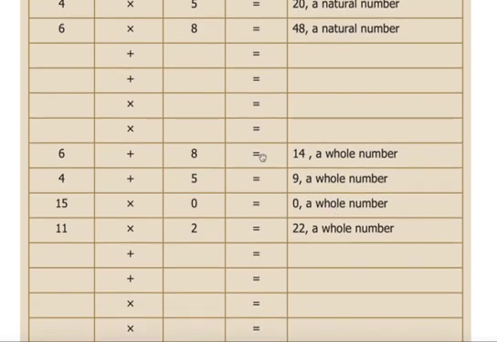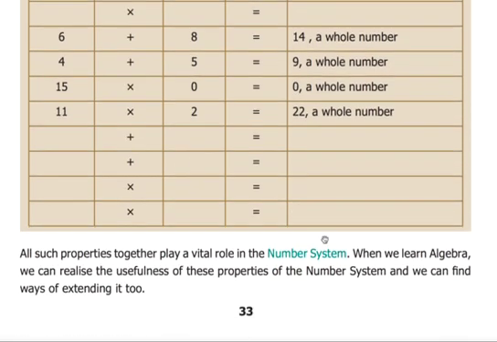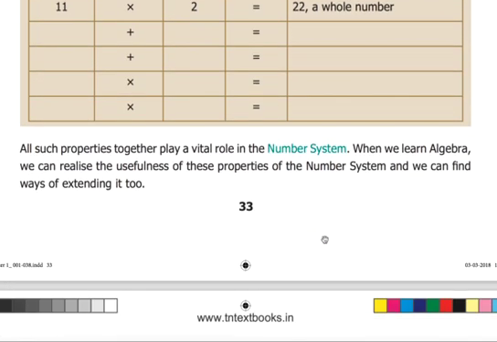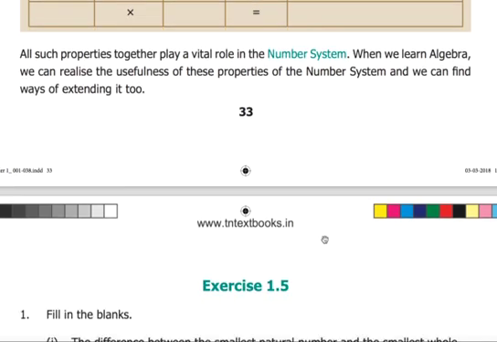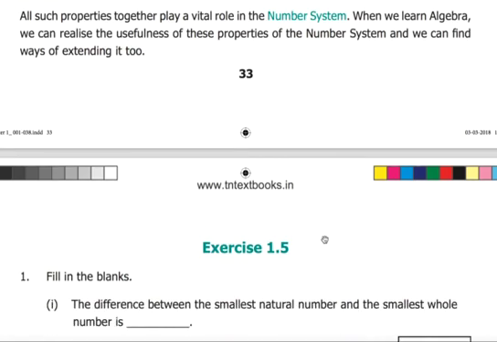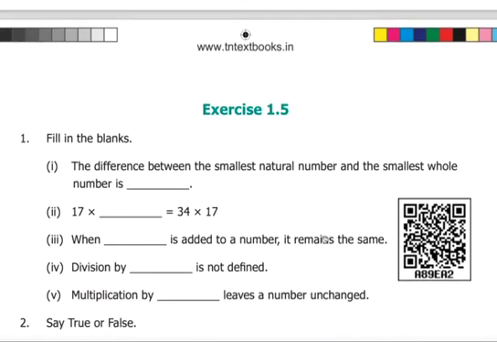6 plus 8, 14, a whole number. 4 plus 5, 9, a whole number. 15 into 0, 0, a whole number. 0 is a whole number. 22 a whole number. All such properties together play a vital role in the number system. When we learn algebra, we can realize the usefulness of these properties of the number system, and we can find ways of extending it too.